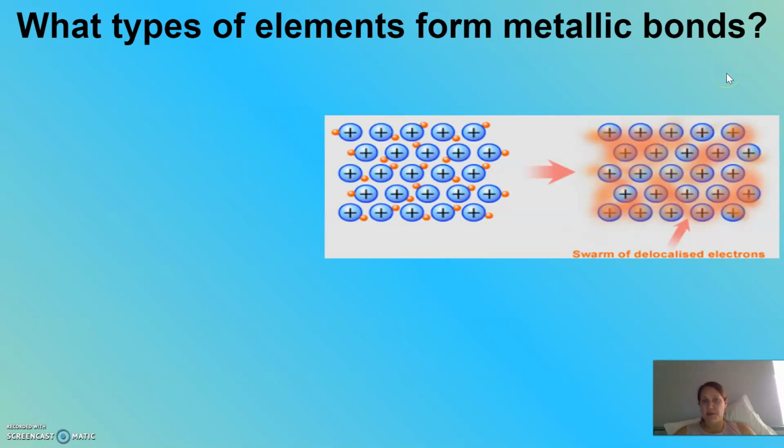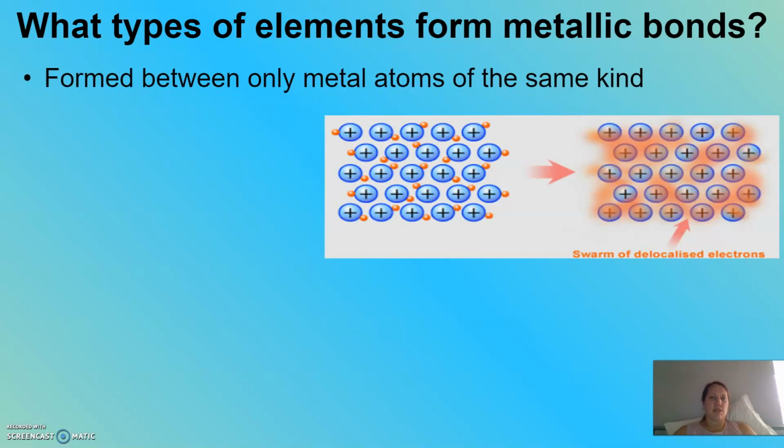That's really the only other option we have because we've already kind of taken care of all of the other combinations. So generally when we talk about metallic bonds, they're formed between metal atoms of the same kind. It's not that you can't put more than one metal together. It's just not considered a bond, and we'll talk about that in a little bit.